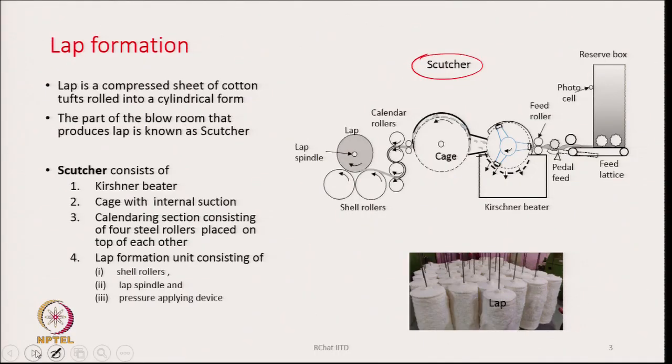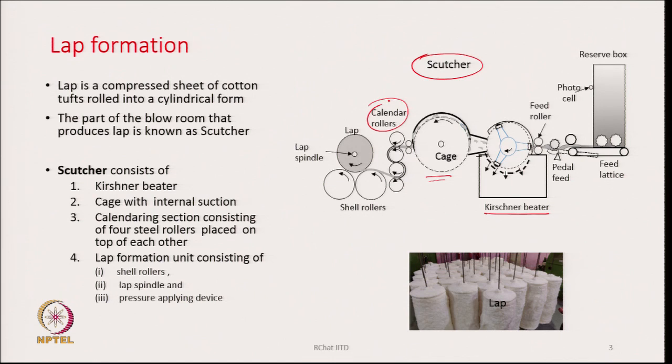The part of the blow room that produces lap is known as scatcher, and as we can see, a scatcher consists of a Kirschner beater here, then a perforated cage with internal suction. Then we have a calendering section which is here. You see the calender rollers, which are basically 4 steel rollers placed one on the top of the other, and there is a lot of pressure acting on these rollers.